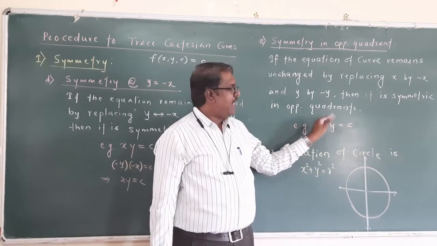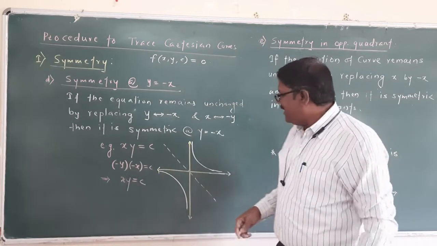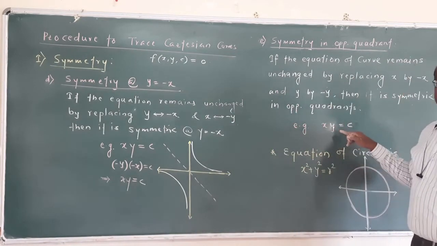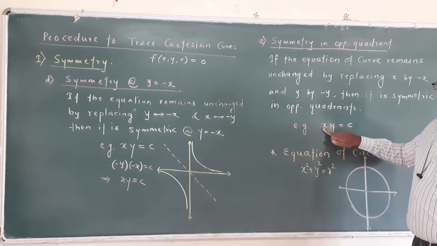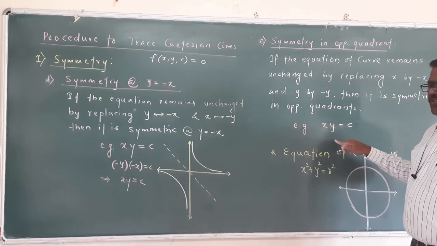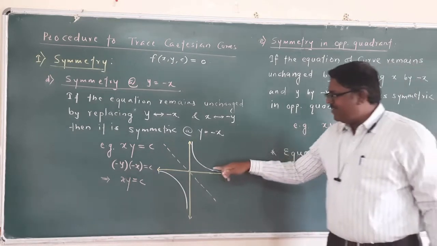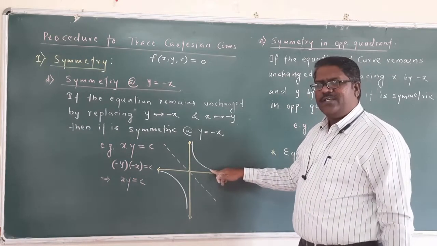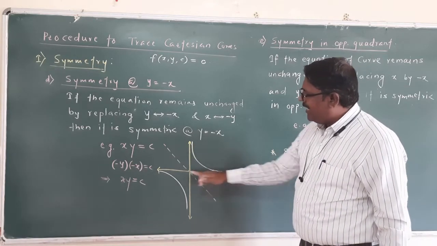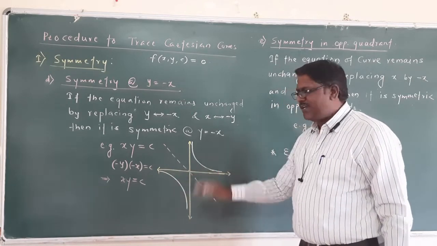For example, again we take the same example, xy is equal to c, which is a rectangular hyperbola, that I have drawn here. If in this equation xy is equal to c, I replace x by minus x and y by minus y, again its product is xy. So after replacement, we again get the same equation, and therefore this curve is symmetric in opposite quadrant. If you see this diagram, 50% of the curve lies in the first quadrant and 50% in the third quadrant, and therefore it is symmetric in opposite quadrant.